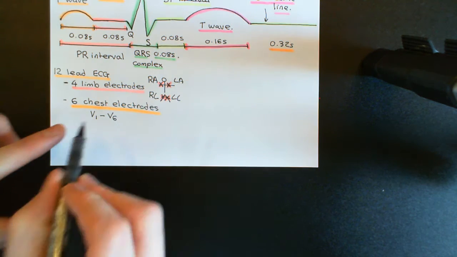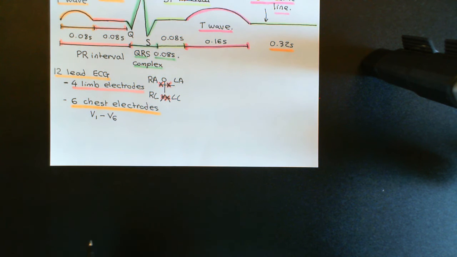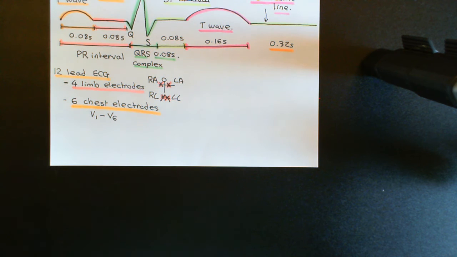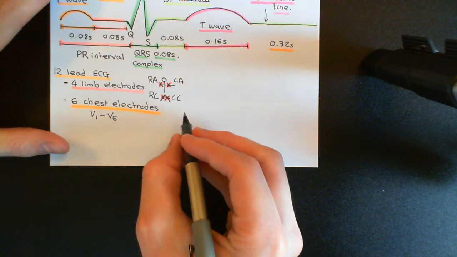Okay, so we're going to call the 6 chest electrodes now by these names, V1 all the way up to V6. So let's start with where V1 is. So V1 is going to be in the 4th intercostal space to the left of the sternum. Okay, so let me describe how to find this on yourself.